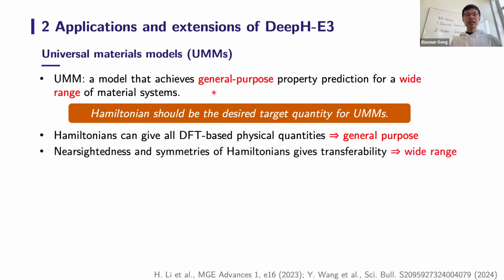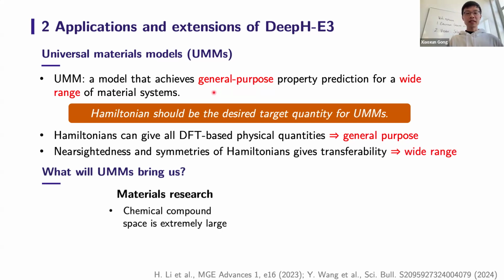And also, the nearsightedness and symmetries of the Hamiltonians, as I have discussed before, all guarantee the model transferability, which allows us to build our model on a wide range of different material systems. So we can just imagine what the universal material models will bring us.